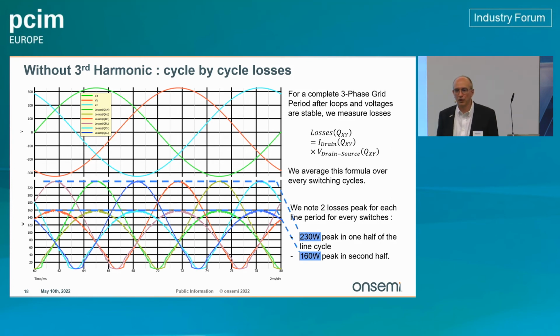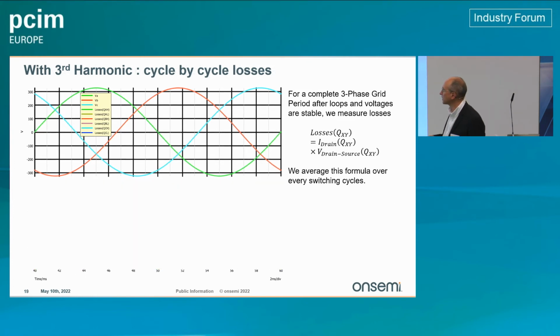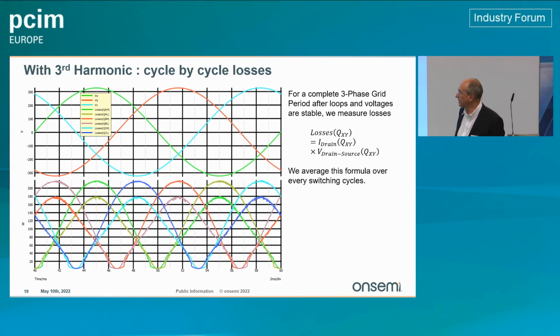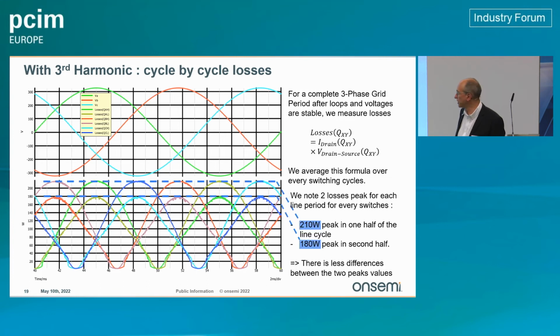Now let's use the third harmonic injection and redo the simulation. So I still have my input voltages, and then I get those waveforms. If I measure here, I have less peak power here on the active switch, while I have a little bit more power here on, let's say, the other side switch. But in the end, how about the full losses of the stage? Here we just see that the losses are more balanced between one half cycle and the other half cycle.